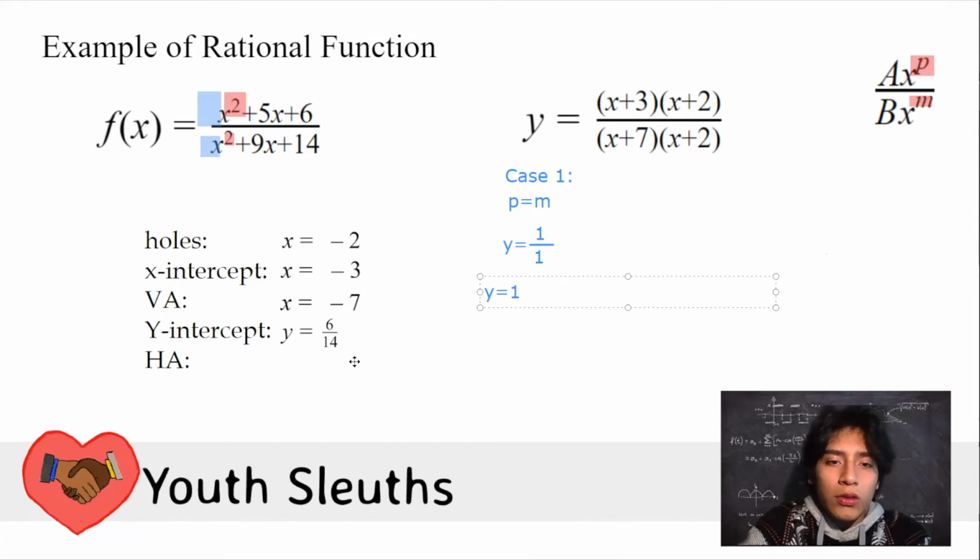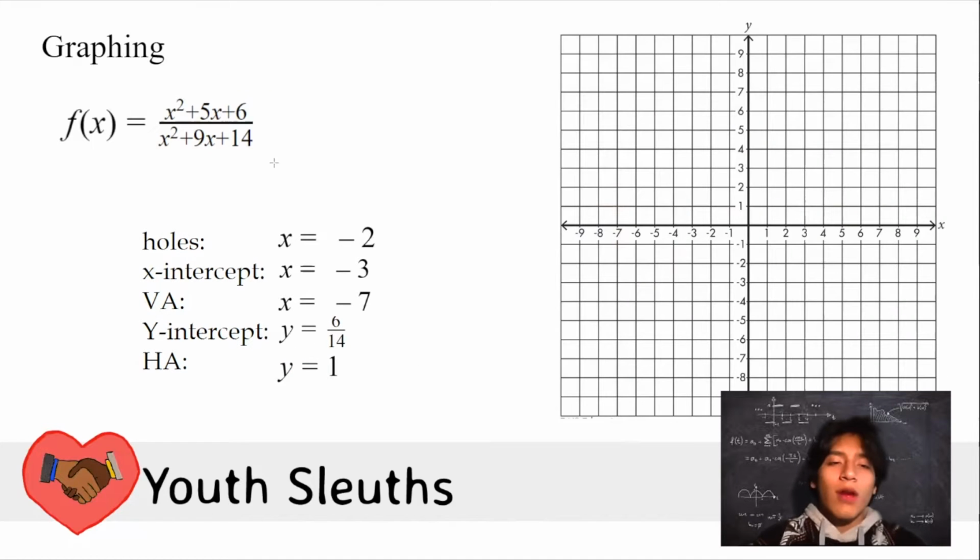Now, we are going to use these characteristics to graph this rational function. To graph a rational function, let's first graph our asymptotes. So our vertical asymptote is when x equals -7. So I will draw a dashed line going down on -7. Then our next asymptote is our horizontal asymptote, which is y equals 1. So I will draw a horizontal dashed line on y equals 1.